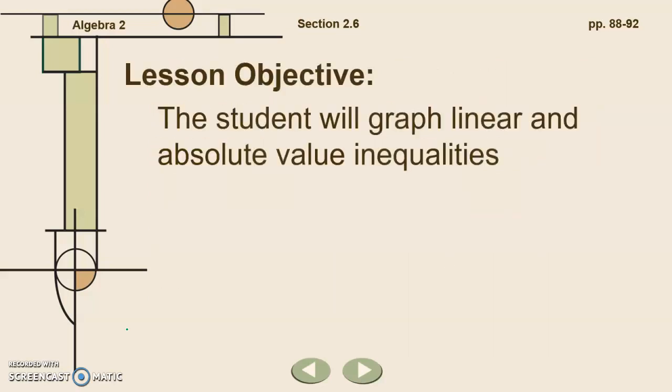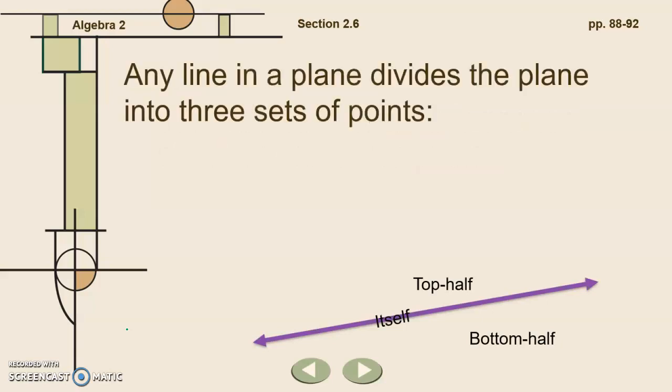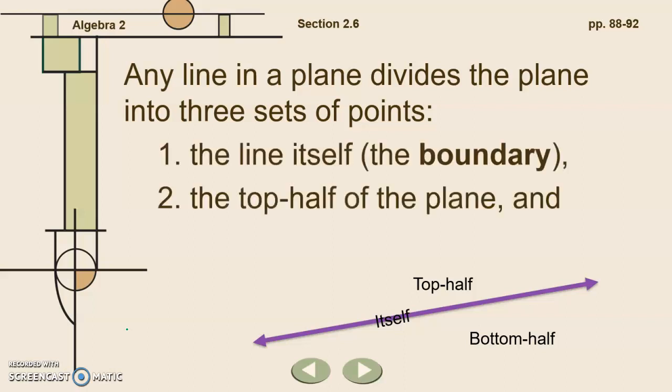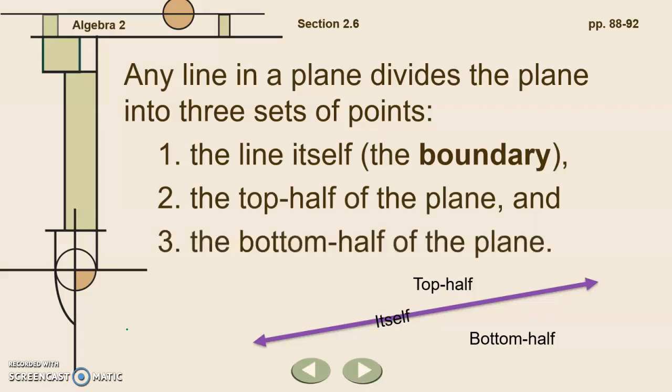Our lesson objective for today is you, the student, will graph linear and absolute value inequalities. Any line in a plane divides the plane into three sets of points: the line itself, which is called the boundary, the top half of the plane, and the bottom half of the plane. Taking this out of the realm of mathematics, if you draw a line across a sheet of paper, you're going to have the top half of the paper, the line itself, which is the boundary, and then the bottom half.